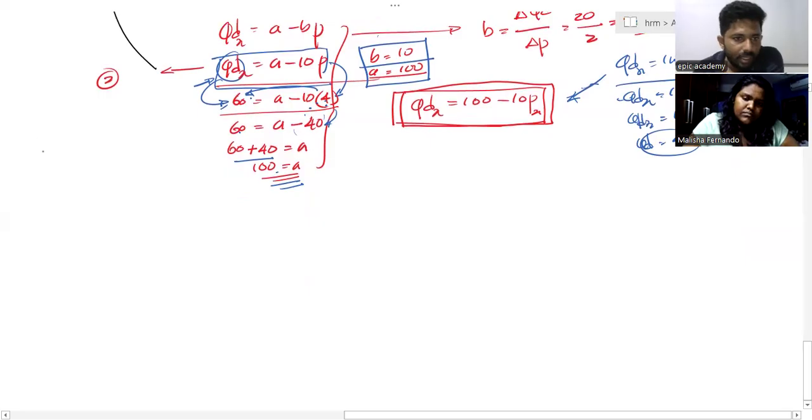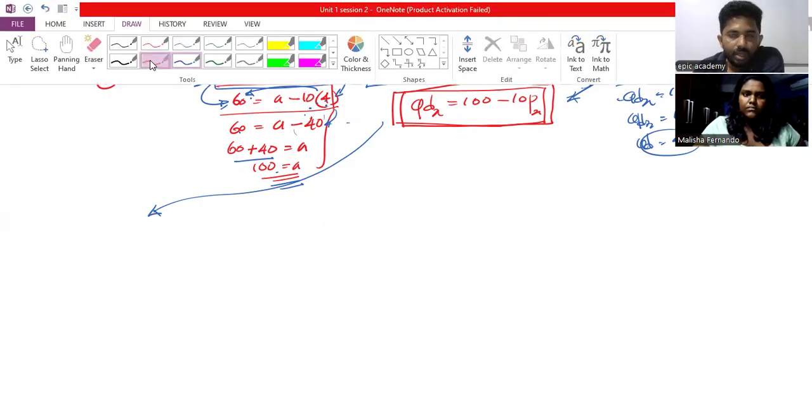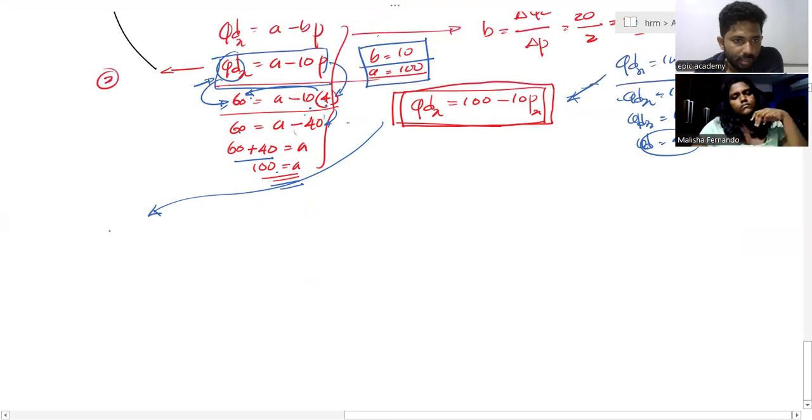Okay. Let me take an example equation. No, let's take this same equation, it will be easier. Now we are going to create the demand curve by using this QDX equals 100 minus 10P.